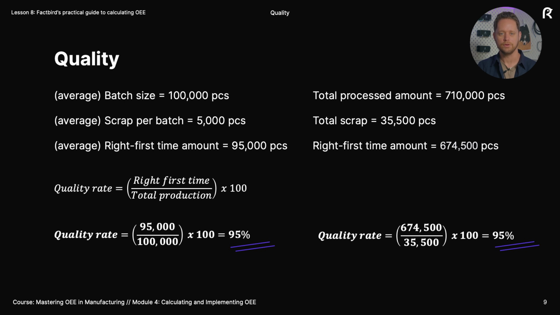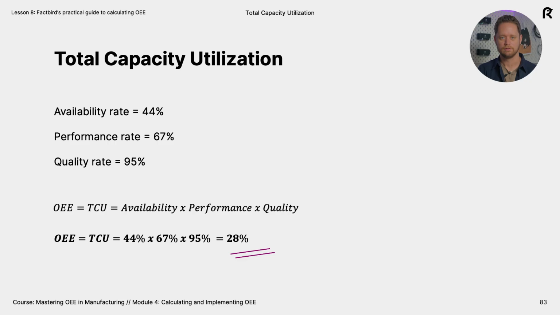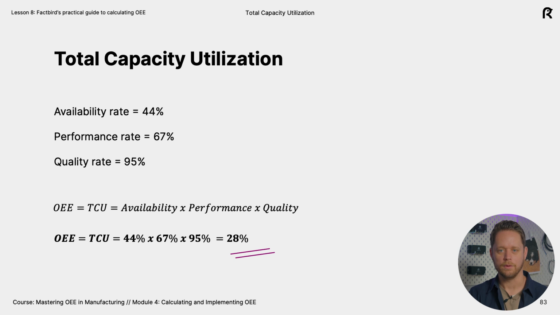Finally, let's add in our quality losses. For this example, we'll say we start with a batch size of 100,000 pieces. And let's say we have 5,000 pieces of scrap in this 100,000 piece batch. We then take our right first time quantity of 95,000 and divide that by our batch size of 100,000 to get a quality rate of 95%. Now that we know our availability, performance, and quality rates, we can calculate a 28% OEE. And remember, at FactBird, we call this OEE score total capacity utilization because we take into account all available time for your assets.